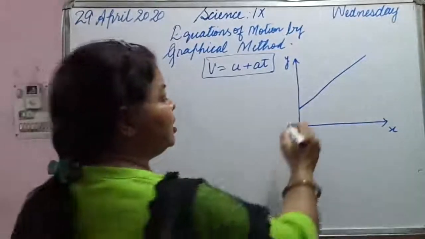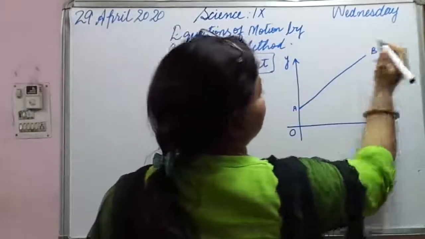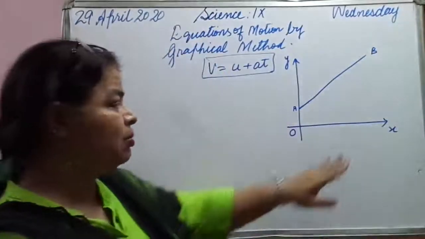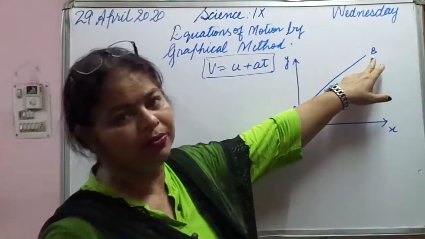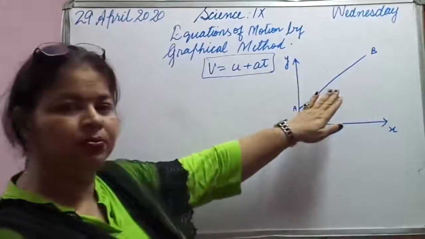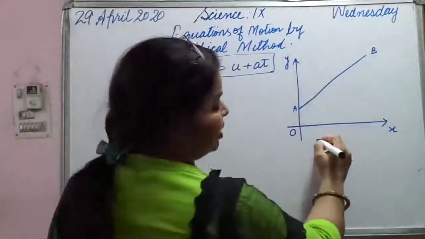Okay, so this is point A and this is the point B. After some time t, the object reaches point B. Only this is the equation that has been given. Now you need to mention the coordinates.